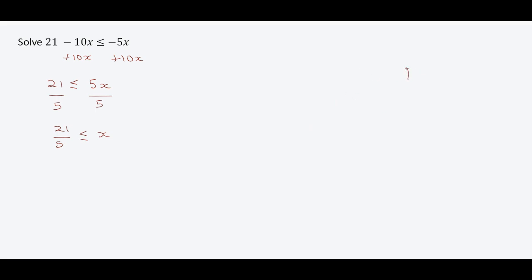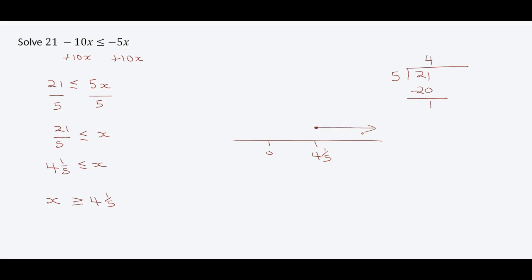So let's get the fraction. 21 divided by 5, it goes 4 times. 4 times 5 is 20. We subtract and we have a remainder of 1. So 1 over 5 is less than or equal to x, which means x is greater than or equal to 1 over 5. So let's draw this on the number line. We got 0. This is 1 over 5. x is greater than or equal to 1 over 5. That's your representation.